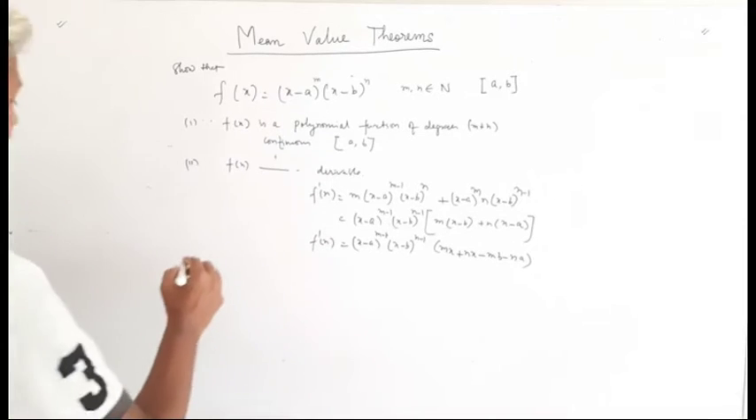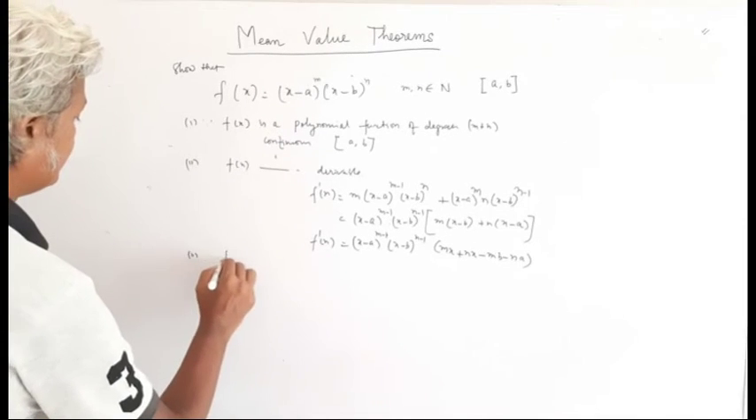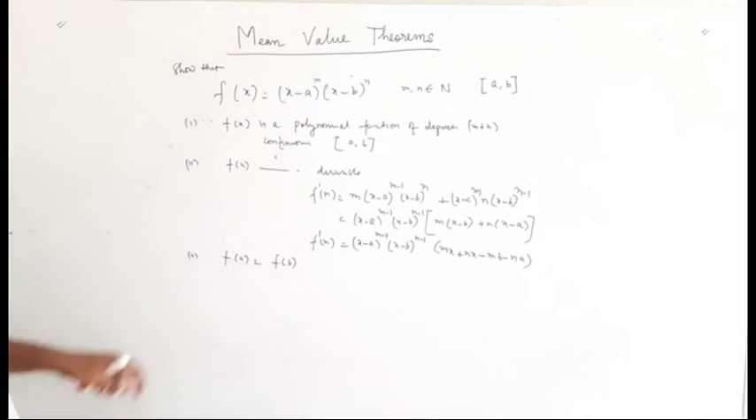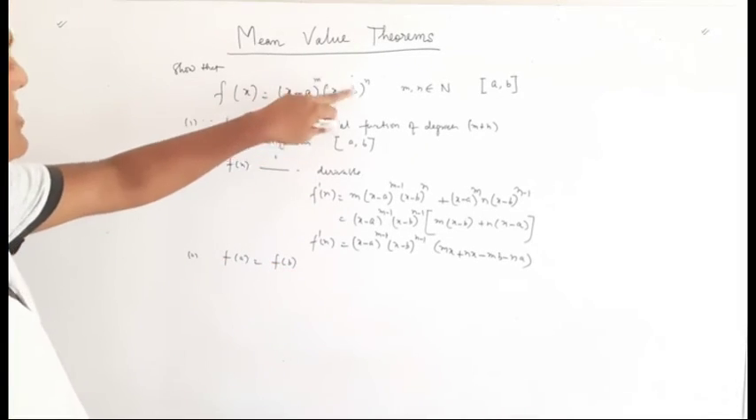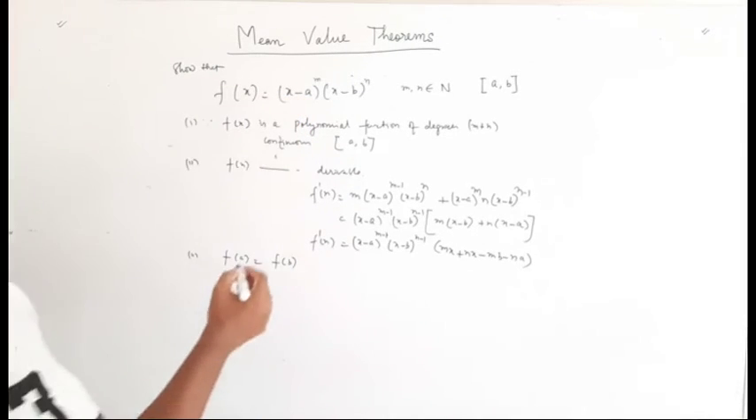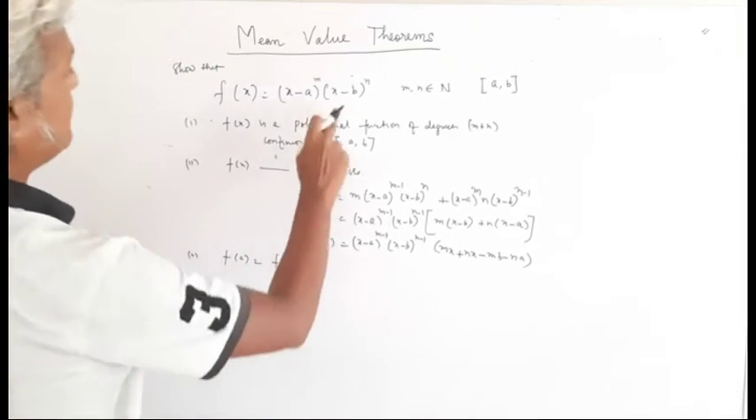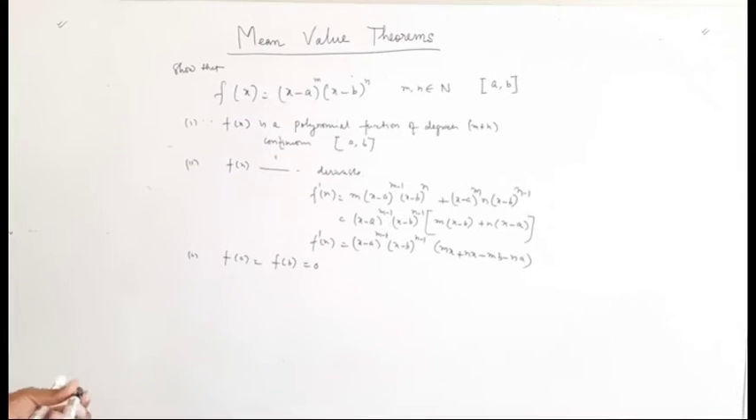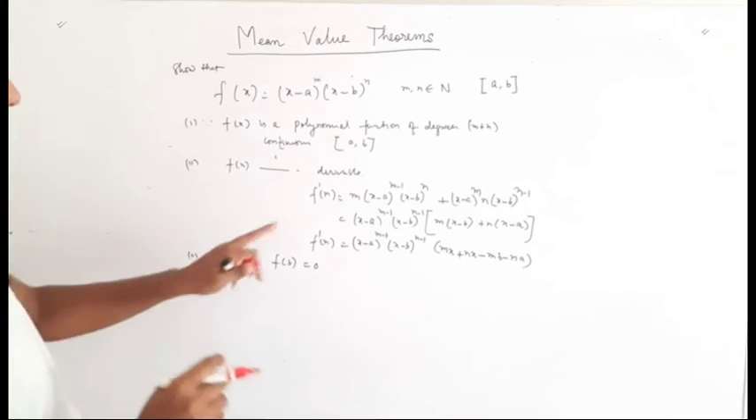Now, the third condition is that f(a) should be equal to f(b). So when you put f(a) here, this part vanishes because a minus a will become 0. Similarly, b minus b will also be 0. So all these three conditions are met. Now the theorem says that there should exist a value c such that f dash c is 0.